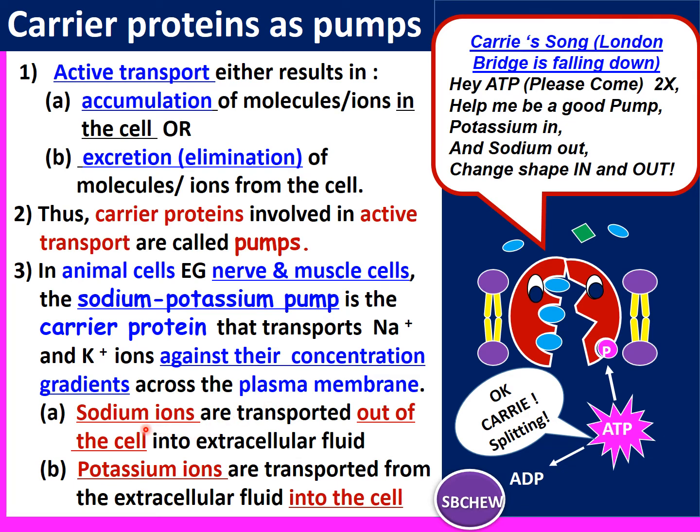This means that sodium ions are always transported out of the cell into the extracellular fluid, so the concentration of sodium ions in the cell is much lower than in the extracellular fluid. On the other hand, potassium ions are always transported from the extracellular fluid into the cell. So the concentration of potassium ions is much higher in the cell than outside the cell.